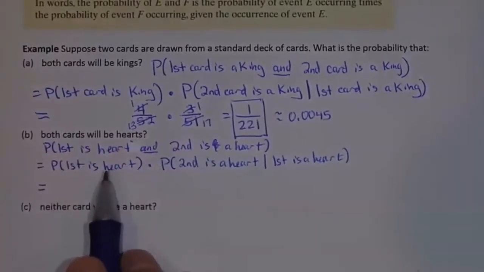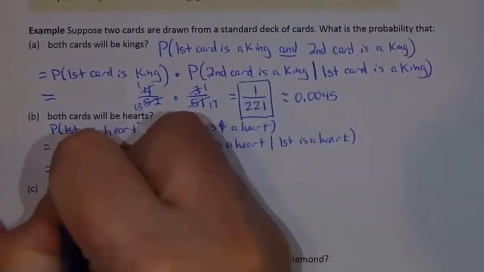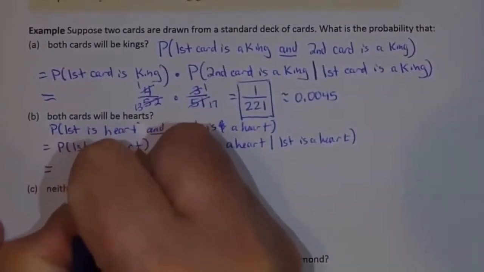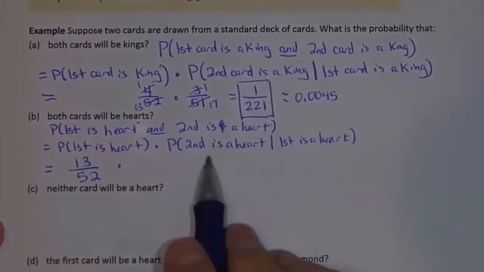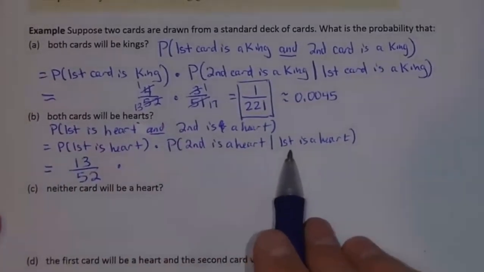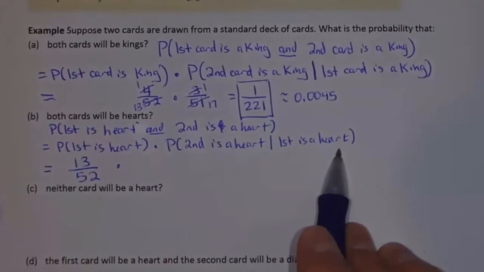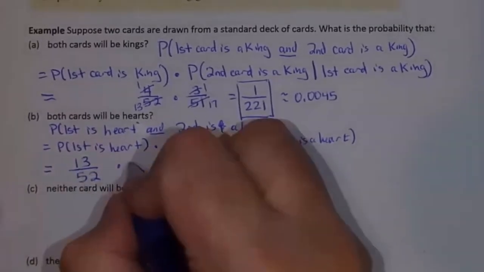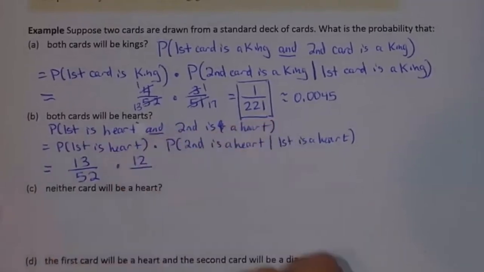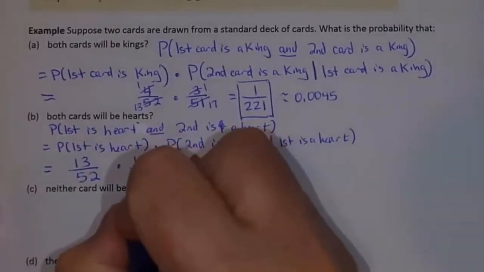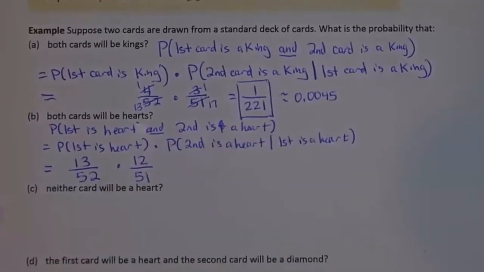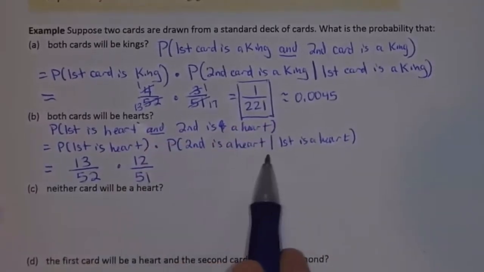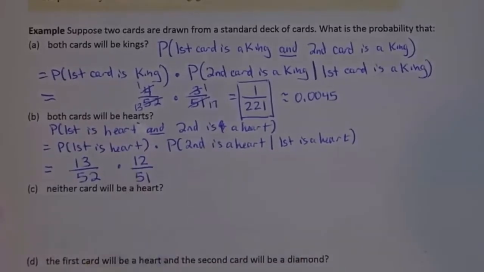Well, the probability first card's a heart. 13 of the 52 cards are hearts. So that would be a 13 out of 52 probability times the probability the second card is a heart, assuming the first card's a heart. Well, if the first card's a heart, there's only 12 hearts left in the deck, and there's only 51 cards left in the deck. So the probability that the second card's a heart, given that the first card's a heart, would be 12 out of 51.